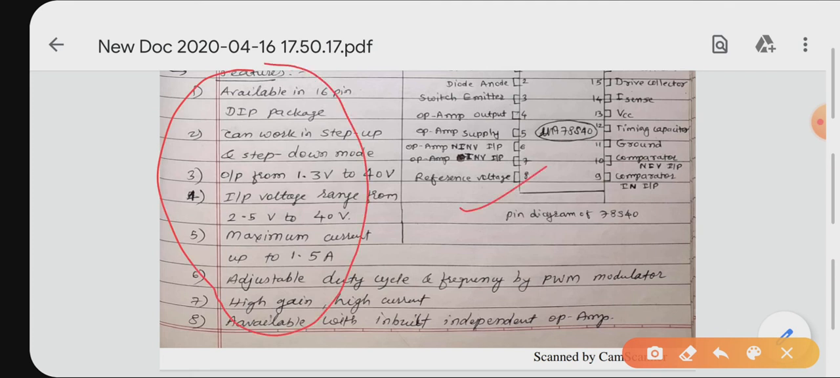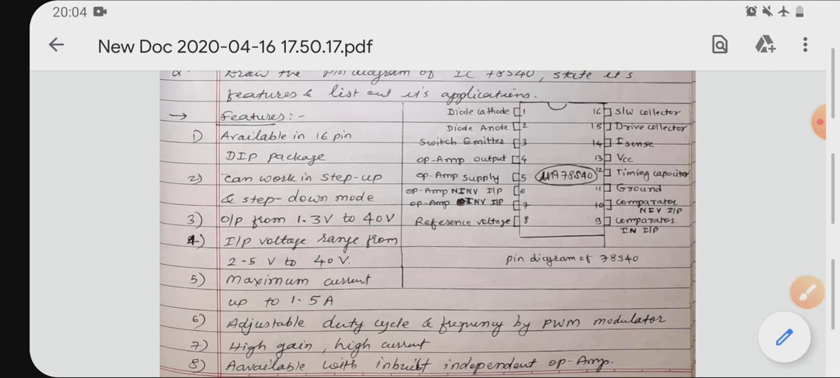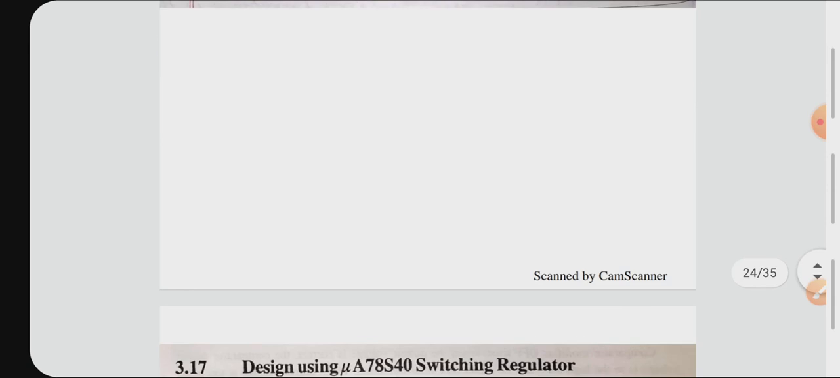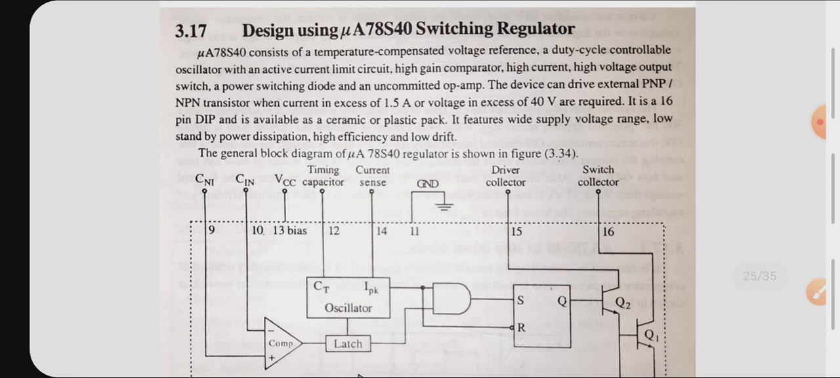This is the pin configuration available in the 16 pin DIP package. You can study it accordingly. Its applications are used in step up and step down mode, as I told you. Step up mode 7 to 40 volt and step down mode 1.3 to 7 volt. Used in personal computers, printers, industrial systems, industrial automation and applications. An 8 mark problem is always fixed on this topic, design using the 78S40 switching regulator. Another type of problem can be asked. We will see the design later on.